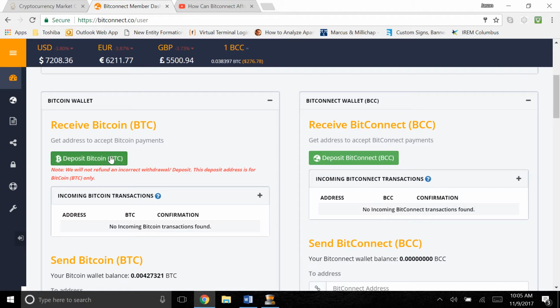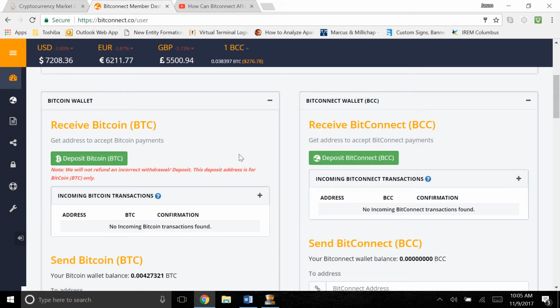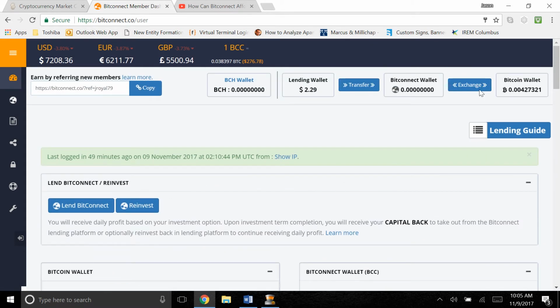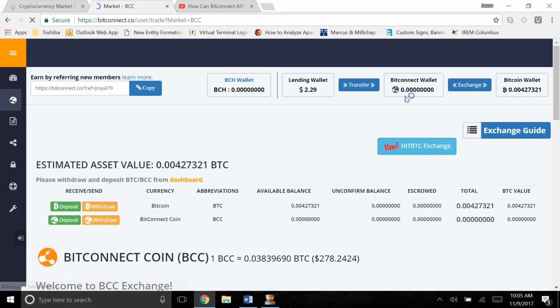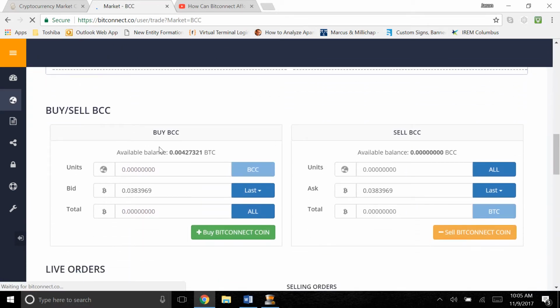You would then send that address here to send the money over that you want to invest in the platform. Okay. And then once it gets here, it sits in here as Bitcoin. All right. Then you can go to an exchange and you can exchange that down here into BitConnect coin.